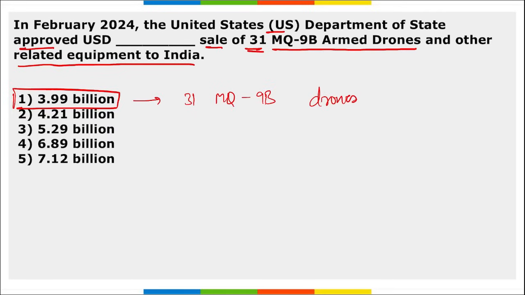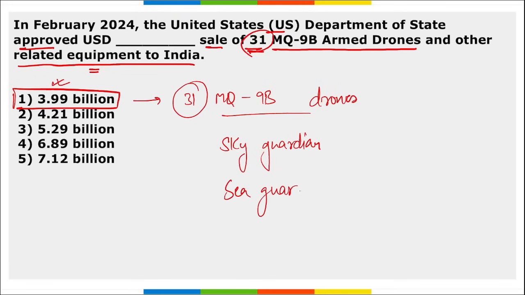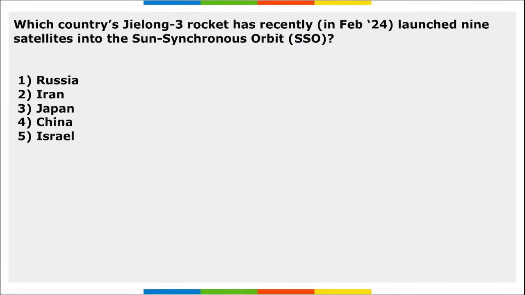The Defense Security Cooperation Agency of the US issued the required certifications, and 31 such MQ-9B armed drones will be provided to India along with some other equipments worth $3.99 billion. Right? Remember, these MQ-9B armed drones will be available in two variants. One is your Sky Guardian and second is your Sea Guardian.